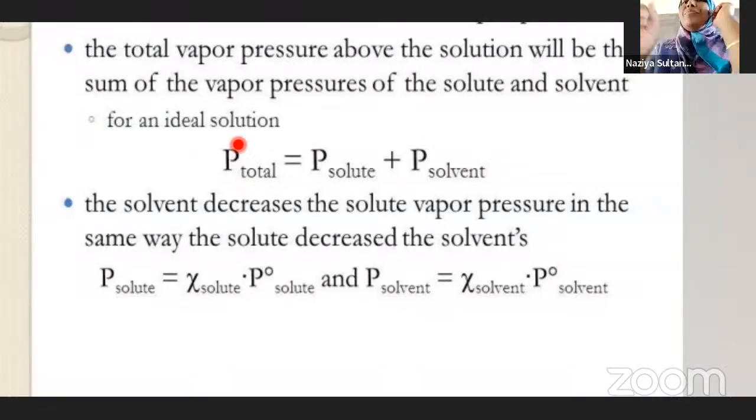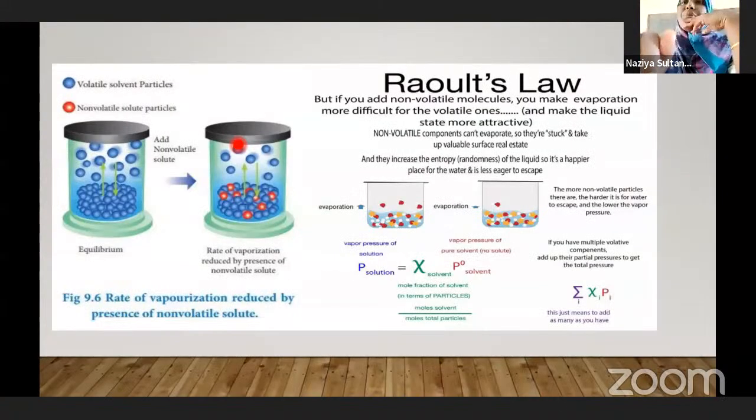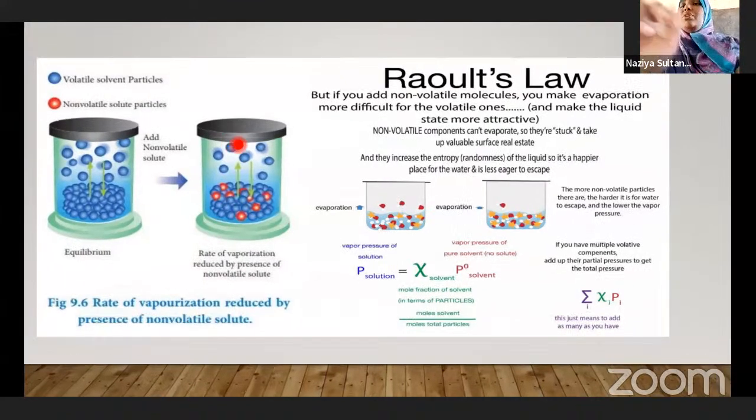Next, coming to Raoult's law. What we have just seen was that the vapor pressure was because of both the liquids, in the case of volatile liquids. Now we are going to add one non-volatile substance to a volatile substance. What will happen if the solute is non-volatile? The solute will not vaporize. Only the solvent will vaporize. So as a result, what will happen? The vapor pressure of the solution will decrease.